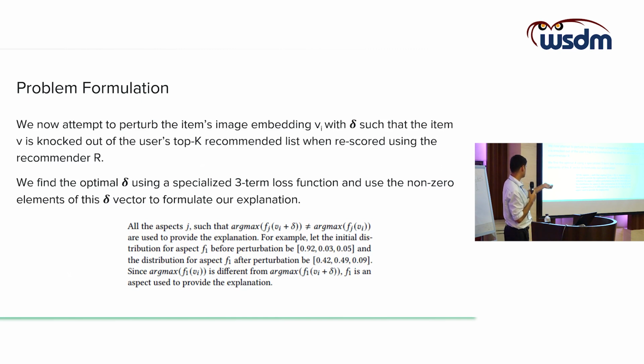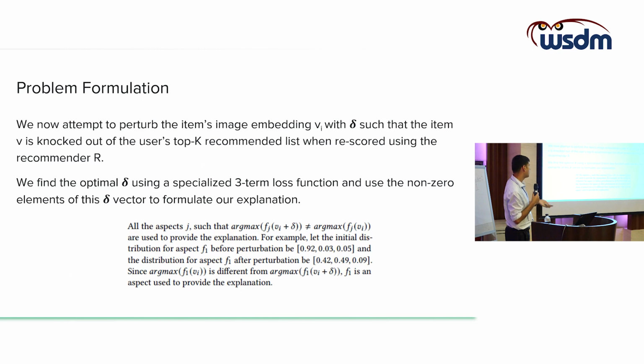So continuing, assume the color example. Assume the 3 colors I had were black, yellow, and red. Initially black was 0.92, yellow was 0.03, and red was 0.05. After perturbation and rescoring using CLIP, I got black as 0.42, yellow as 0.49, and red as 0.09. So now yellow is the dominant color in place of black. This will now become a part of my explanation because the argmax over the feature color has changed.